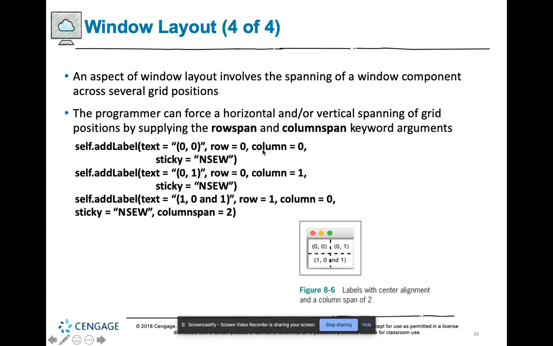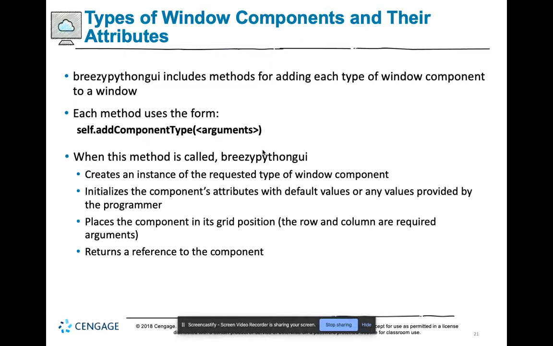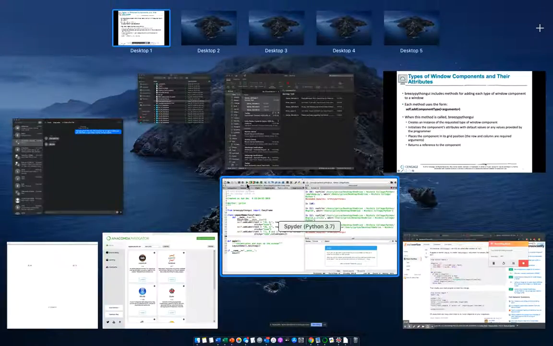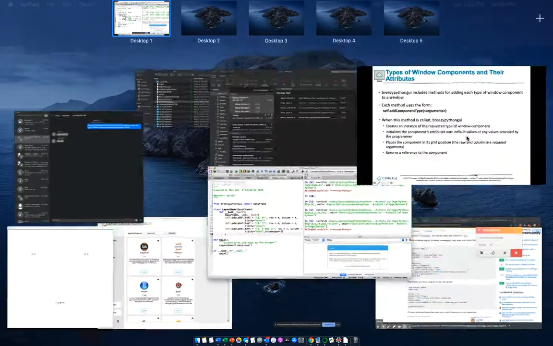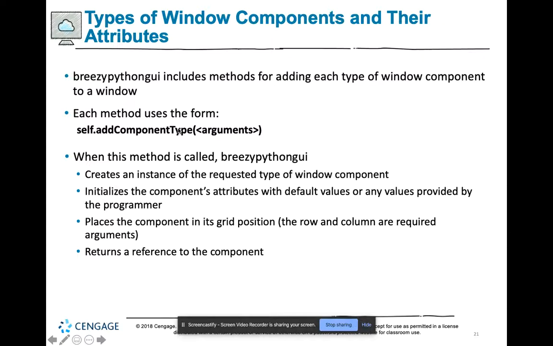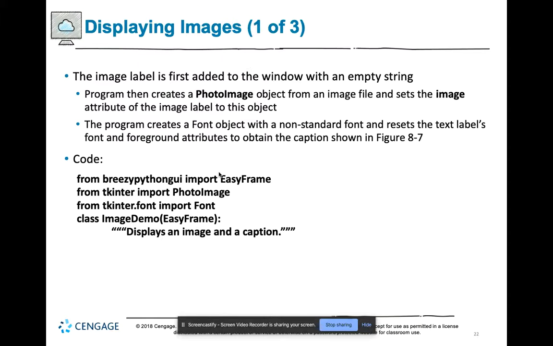All right, so then moving on from here, types of window components and their attributes. So Breezy Python GUI includes methods for adding each type of window component to a window. Each method uses the form self.addComponentType. So we were doing a lot of self.addLabel so far. So maybe we want to add different types of things. When this method is called, Breezy Python GUI creates an instance of the requested type of window component, initializes the component's attributes with default values or values that you provide, places the component in its grid position, and then returns a reference to the component.